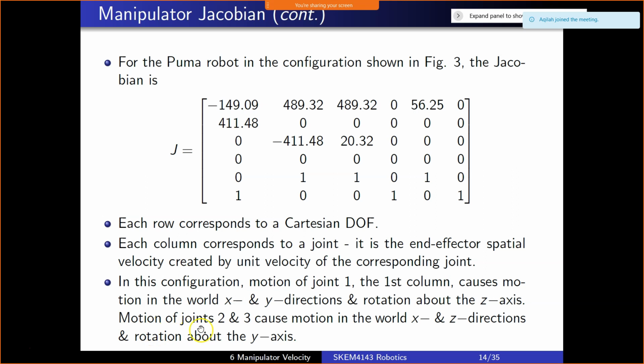So motion of joints 2 and 3. This is the effect of joint 2, and this is the effect of joint 3. They cause motion in the world's x and z directions and rotations about the y-axis. And of course, the final spatial velocity of the end effector will be a combination of all the motions of each joint, okay? But if you want to analyze the influence of an individual joint, then you have to look at the individual column.